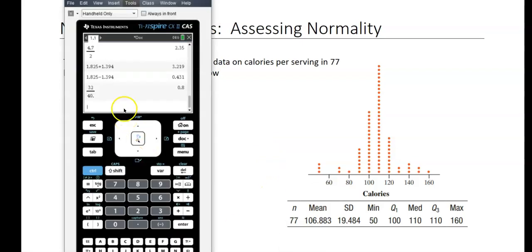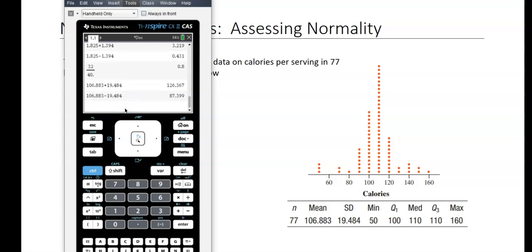So we would start with the mean, 106.883, plus the standard deviation of 19.484, and then that one minus. So that'll give us one standard deviation each direction. So how many dots are between 87 point something and 126 point something? So I see there are 1, 2, 3, 4, 5, 6 to the right of 126, and then 87, there are 1, 2, 3, 4, 5, 6 to the left. So I've got 12 dots that are not in that interval.